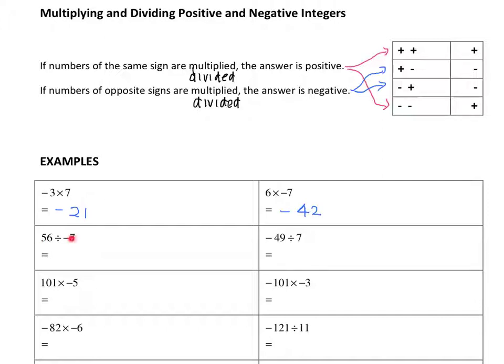56 divided by -7, so a positive number divided by a negative number, the answer is negative. 7 divides into 56 8 times. You see if you can do the next one on your own. -49 multiplied by +7, answer is -7.